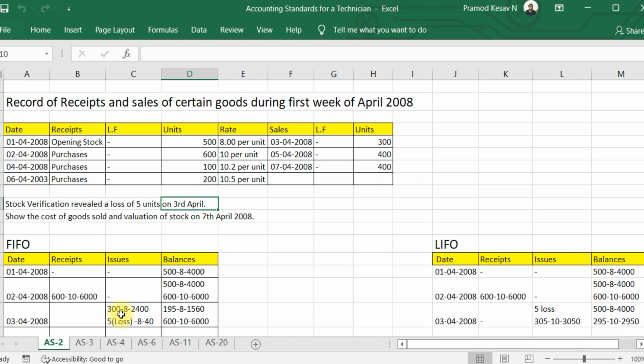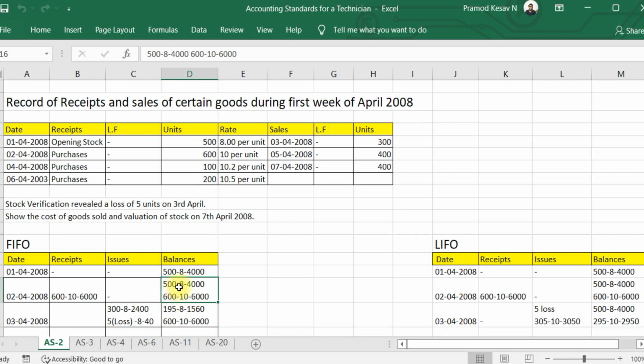which are sold actually. So how we would take this is, we will first deduct 305 units. Now from which batch will we deduct? We will deduct it from the first batch because it's first in first out. So from 500 units we will deduct 305: 300 units which we sold plus 5 units which are loss units, which got damaged or are not useful on 3rd of April. So 305 units will be deducted from 500, not 600, the batch of 500 units.